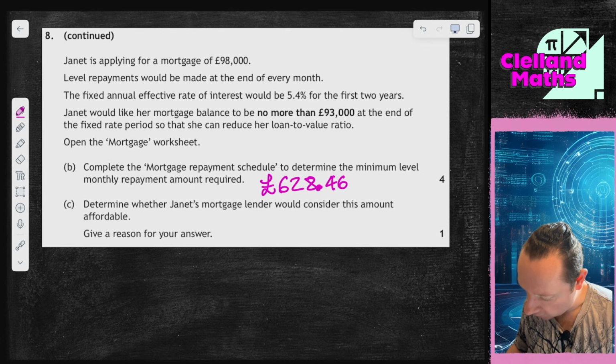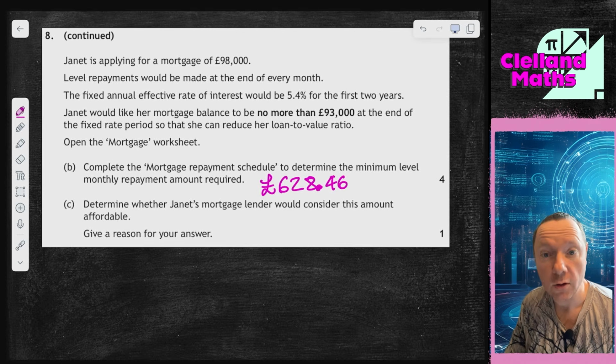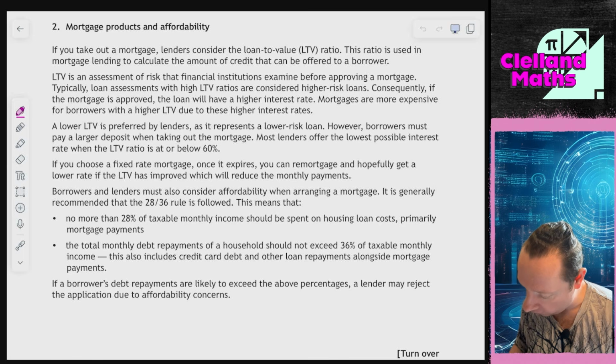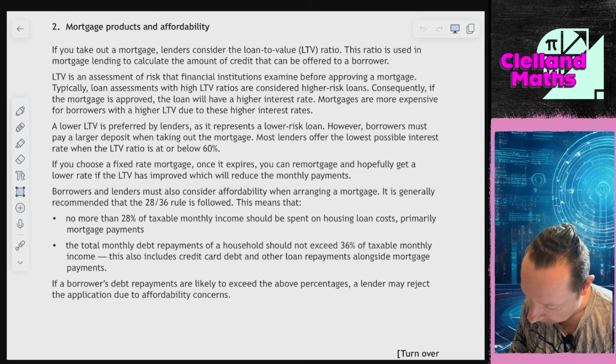Determine whether the mortgage lender would consider this amount affordable, give a reason. Let's have a look at the data booklet. If you take out a mortgage, you've got a loan to value ratio. We've not been asked to work out the loan to value ratio, so we don't really care. We're about affordability here. We use affordability from this 28-36 rule.